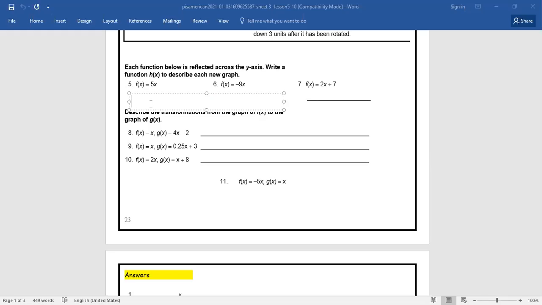So f of x, multiply. f of x equals negative 9x, right? I want the new function. We can say g of x, for example, equals 9x. Yes, equals 9x. From where do you get 9x? Negative 9 multiplied by negative 1. Thank you so much. Yes, negative 9 multiplied by negative 1.